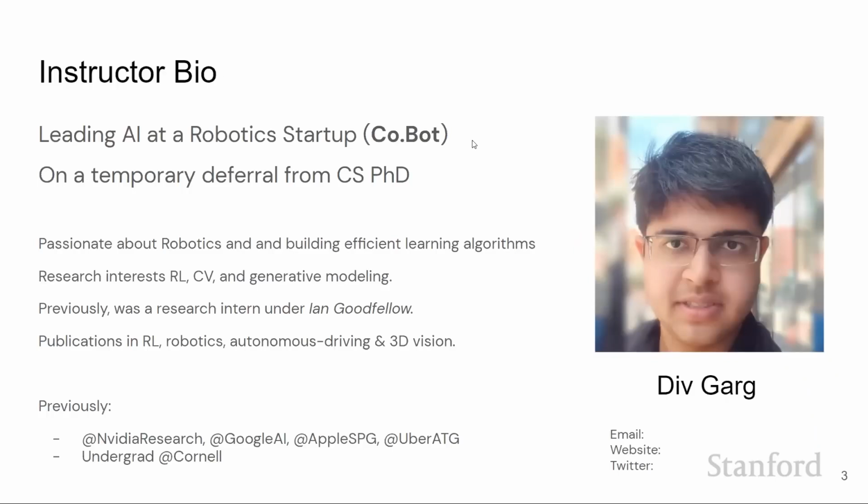So for me, I'm currently on a temporary deferral from the PhD program, and I'm leading AI at a robotics startup, Collaborative Robotics, where we're working on some general purpose robots. And I'm very passionate about robotics and building efficient learning algorithms. My research interests are in reinforcement learning, computer vision, generative modeling, and I have a bunch of publications in robotics, autonomous driving, and other areas. My undergrad was at Cornell. If someone spoke Cornell, so nice to meet you all.